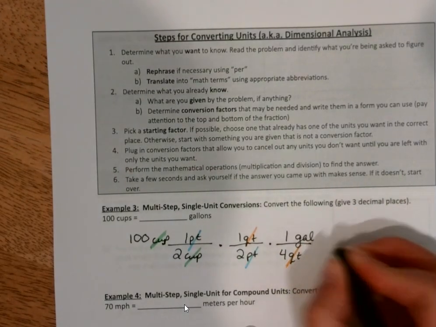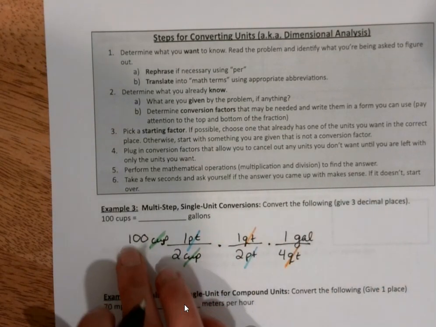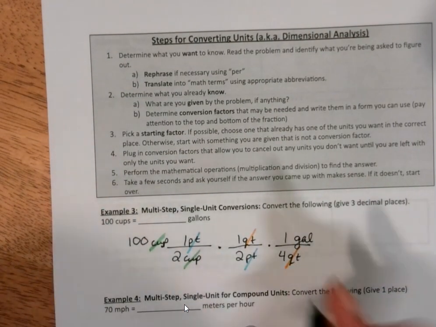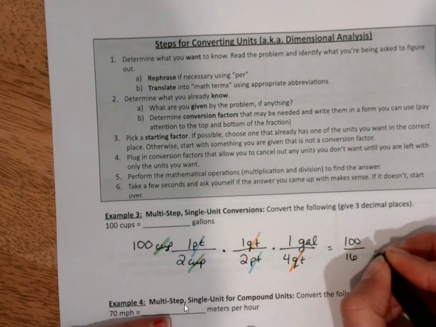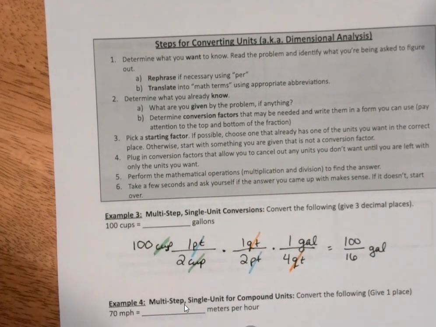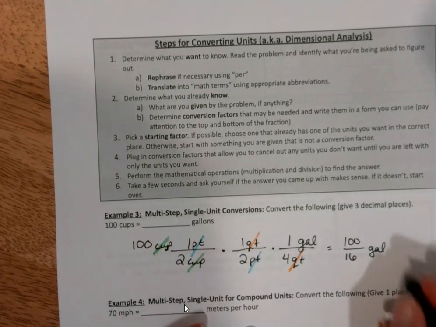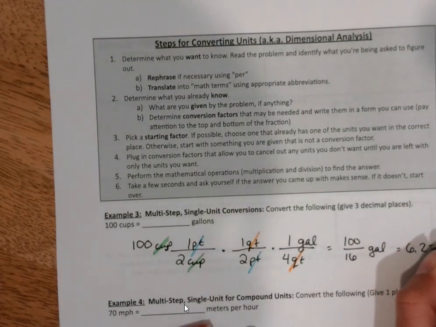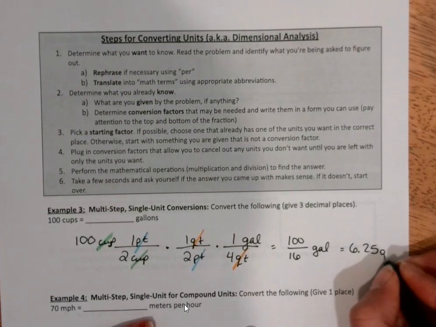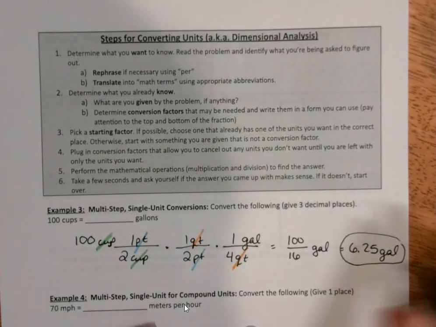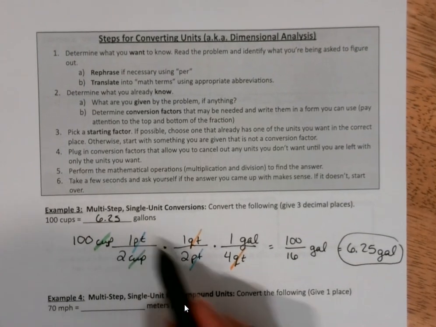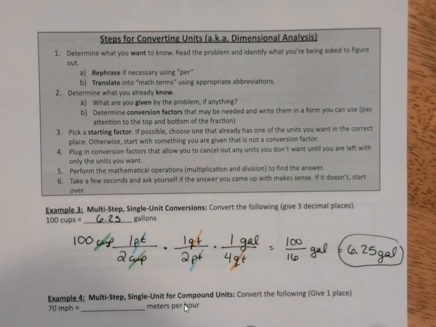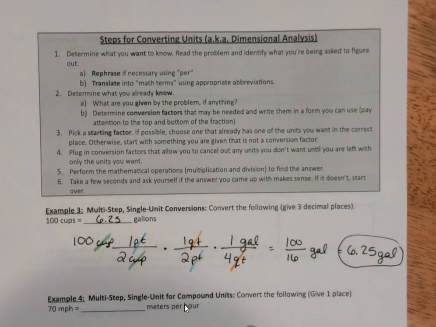Now multiplying this all out, we're going to have gallons as our unit. I have 100 divided by 2 divided by 2 divided by 4, or 100 divided by 16 gallons. And if I take 100 divided by 16, that gives me 6.25 gallons. All right. So that was a multi-step single unit conversion. So there was only 1 unit at a time that I was trying to convert. But I had to do many steps. In this case, I had to use 4 conversion factors.